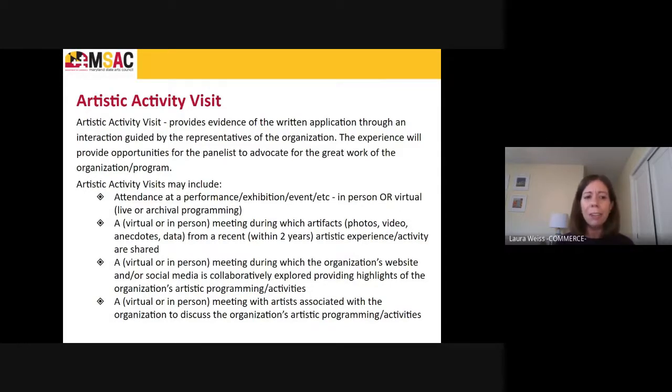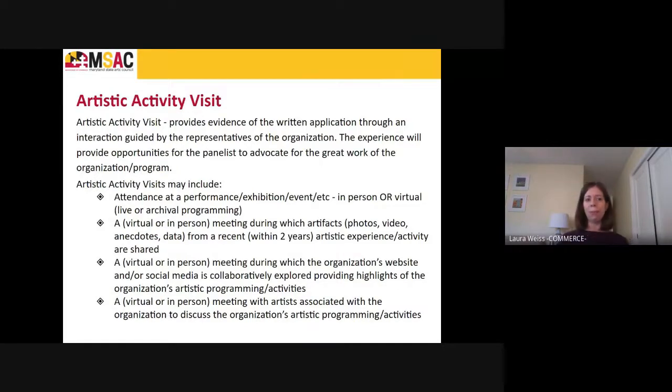So that artistic activity visit, in the past, this would have been all in person, but of course, the world is different now. So we have different things to take into consideration. All of this can be either in person or virtual. It just depends on what your organization is offering. It depends on your comfort level. It depends on the panelists' comfort level. So just bear that in mind. One is not better than the other. It is whatever you deem is able to really show off your organization the best.